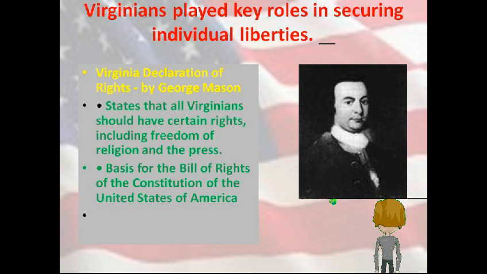But the idea of individual liberty wasn't just for the French and the English. Some Virginians were defenders of individual liberty too. One such person was George Mason. He was the author of the Virginia Declaration of Rights. In this document, he stated that all Virginians should have certain rights including freedom of religion and freedom of the press. These rights formed the basis for the later United States Bill of Rights.